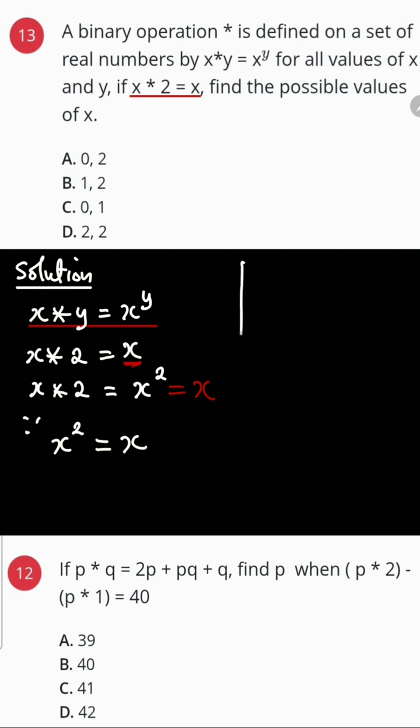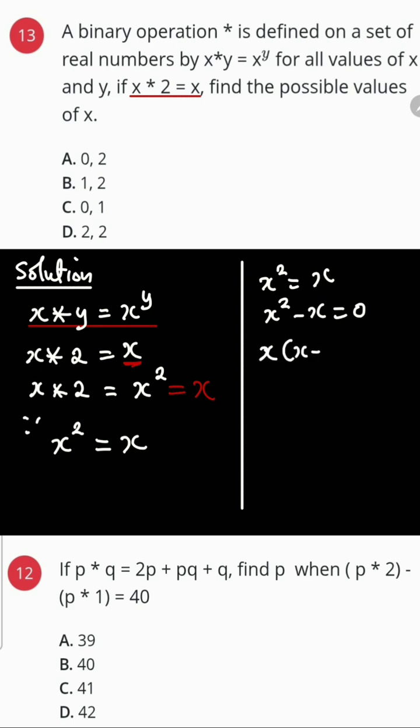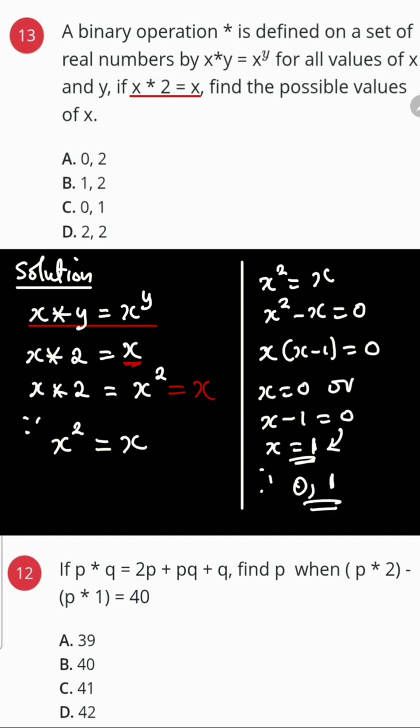Since we have it that way, x squared equals x means that x squared minus x is equal to 0. So you now factorize: x times x minus 1 is equal to 0. So it's either x is equal to 0 or x minus 1 is equal to 0. From x minus 1, x equals 1. Therefore, we have two answers: 0 and 1. Those are my answers. So we'll go back to our options, and C is our option.